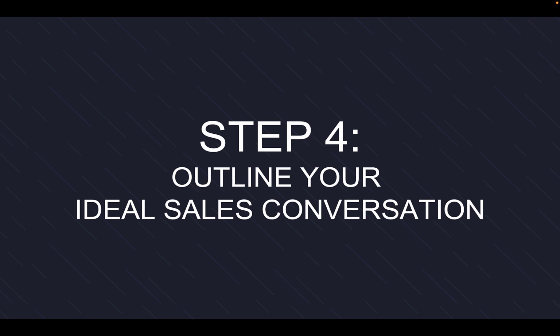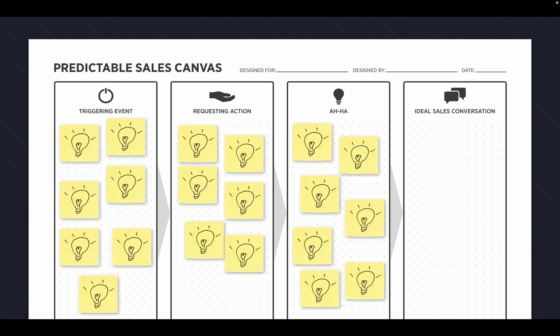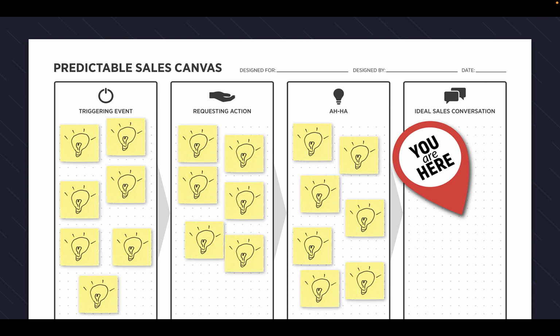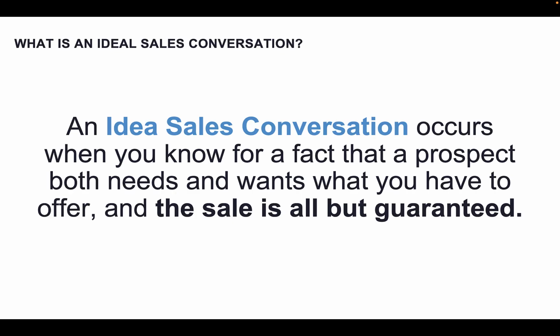So step 4, outline your ideal sales conversation. And that is the last box in the predictable sales canvas. An ideal sales conversation occurs when you know for a fact that a prospect both needs and wants what you have to offer, and the sale is all but guaranteed. So this happens when you know for a fact that the parent needs and wants your school, and the enrollment is all but guaranteed.